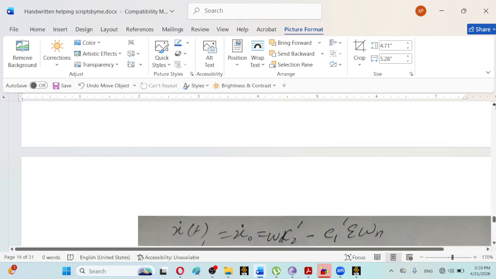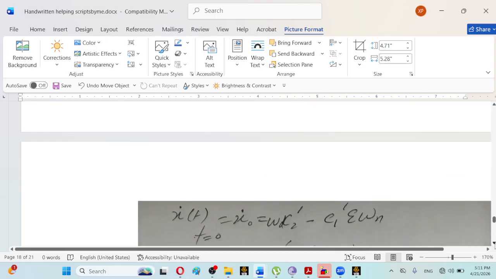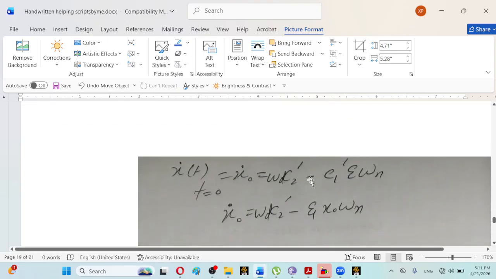the other term, when we multiply it, will be equal to 1. So minus damping factor into omega n, and here will be c1 dash. So c1 dash minus c1 dash damping factor into omega n, this term will be obtained, as you can observe here, c1 dash minus c1 dash damping factor into omega n.